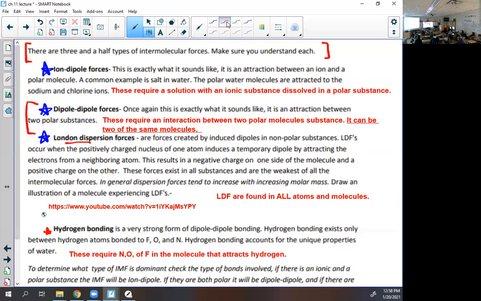Now, I'm going to put this big and red here. Oh, it's right here. Never mind. It's already there.